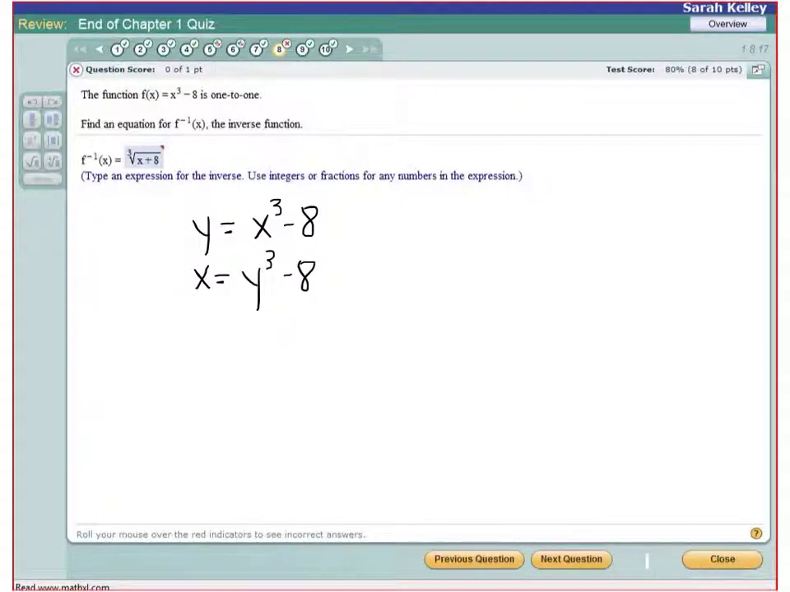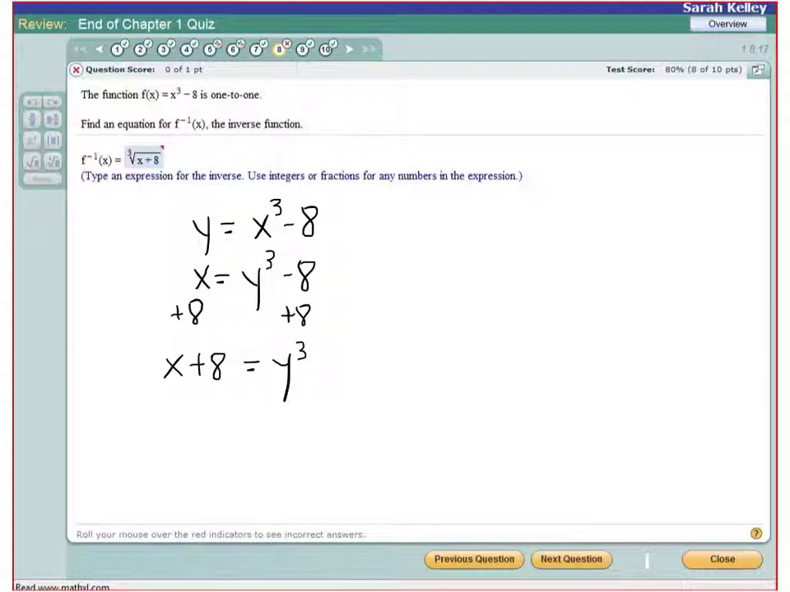So now we need to solve for y. And this is why we get a cube root over the whole thing. The first thing we need to do is get the 8 together with the x. We want to isolate the y. So now we get x plus 8 is equal to y cubed.